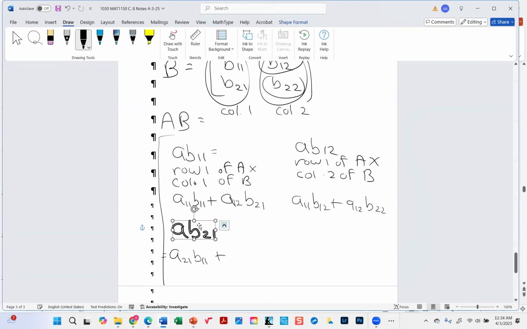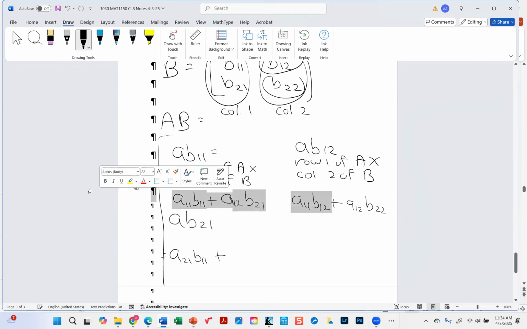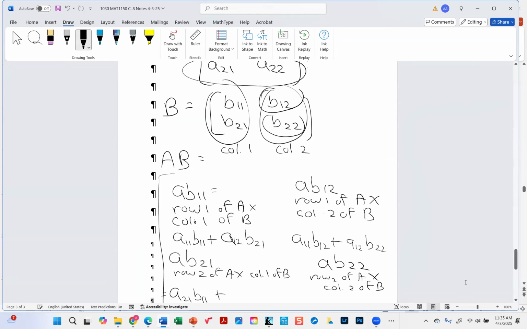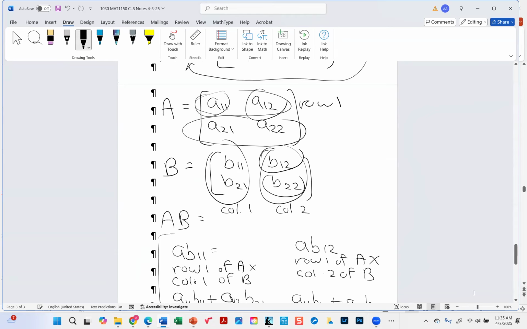actually, I think I'd like to add one more detail here. Just to be consistent, this is going to be row 2 of A times column 1 of B. And the one over here will be row 2 of A times column 2 of B. So this will be A21 times B11, A22.